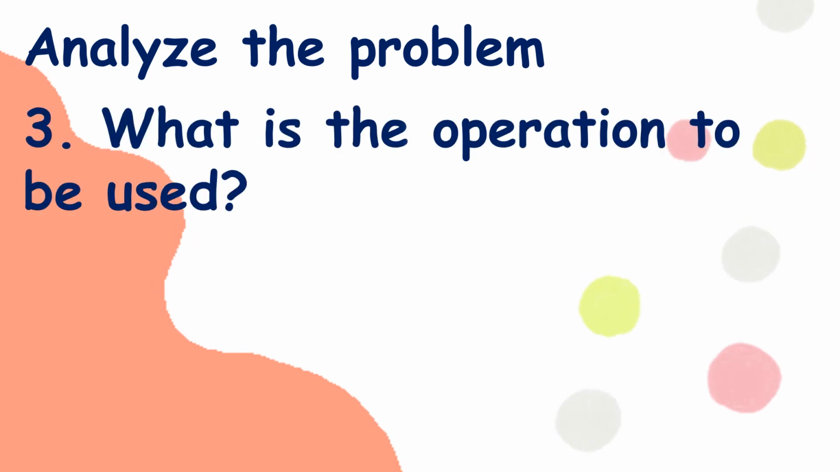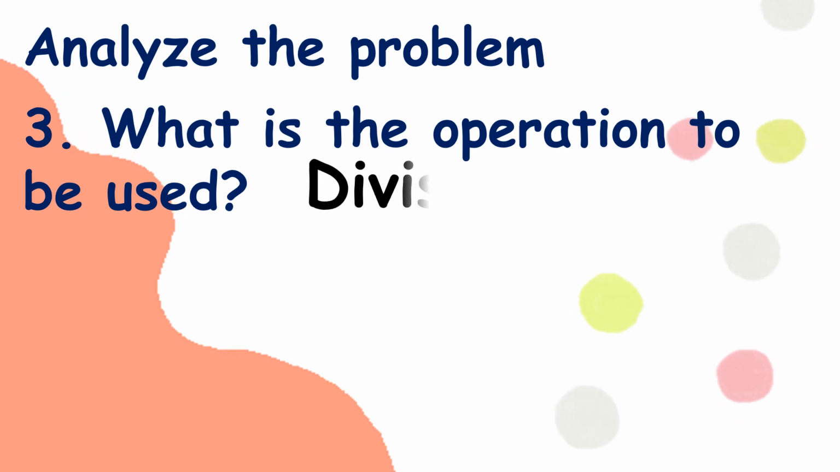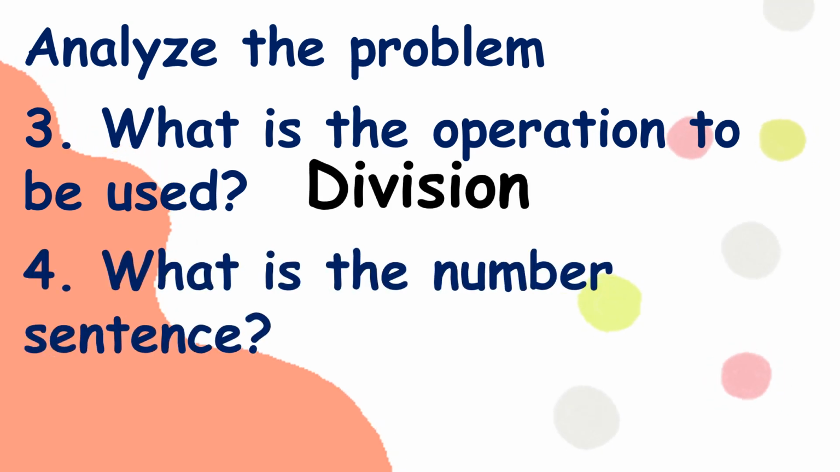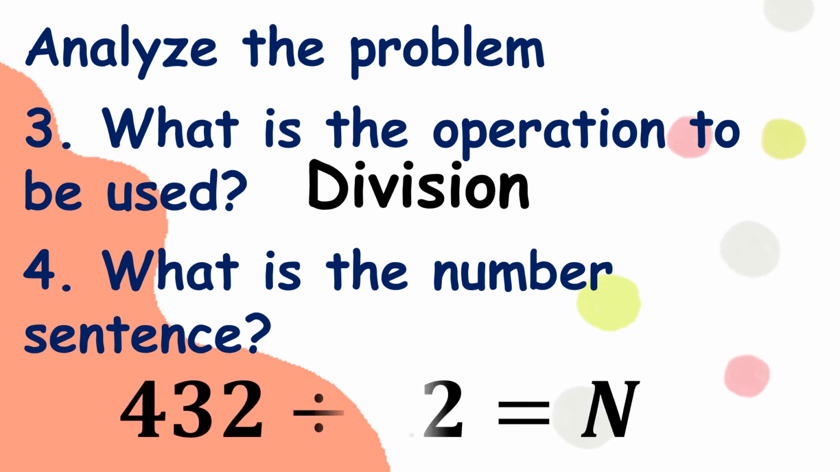Okay, next. What is the operation to be used? Of course, we are going to divide, or division. Next, what is the number sentence? So we are going to divide: 432 divided by 12 is equal to n.